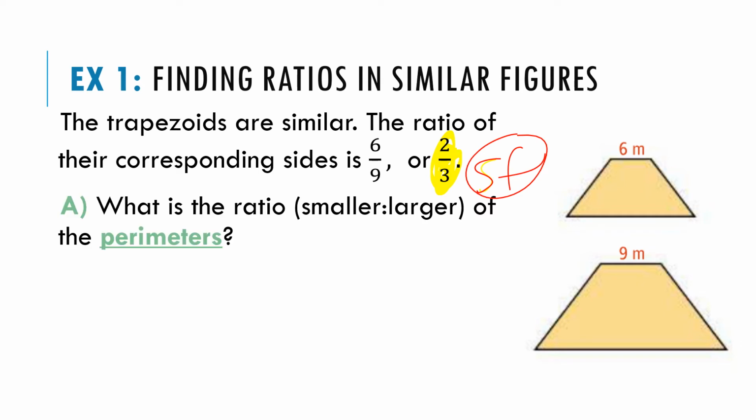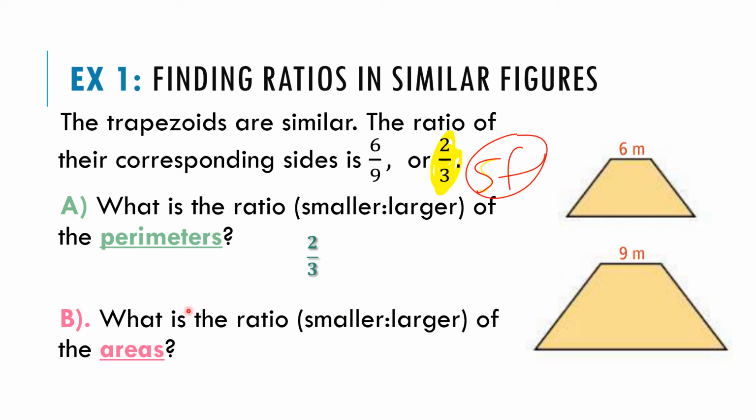So the first question that we're being asked is, what's the ratio of the perimeters? And notice that it has this little notation of smaller with the colon and larger. That just means they want the smaller number first and the larger number second. The ratio of the perimeters, remember we said, is exactly the same as the scale factor. And that was what we noticed in our table as well: if the sides are doubled, then the perimeter is also doubled, or if the sides are tripled, then the perimeter is tripled. So same thing going on here, right? If my ratio of my sides is 2 to 3, then my ratio of my perimeters is also going to be 2 to 3. So then the next question asks, what's the ratio, smaller to larger, of the areas?